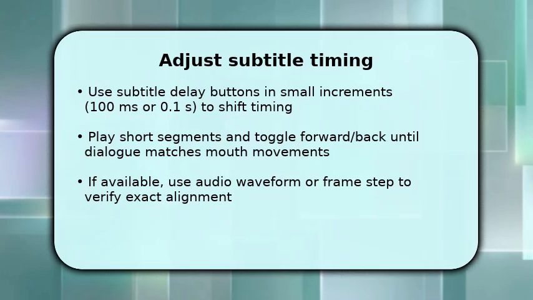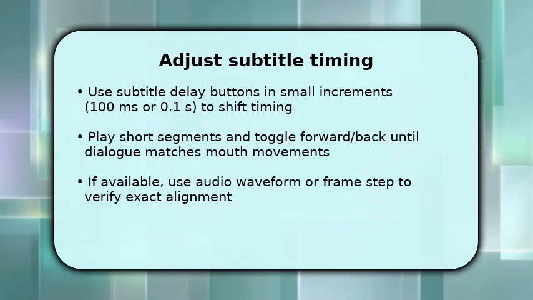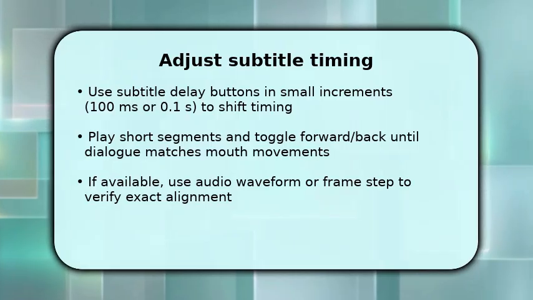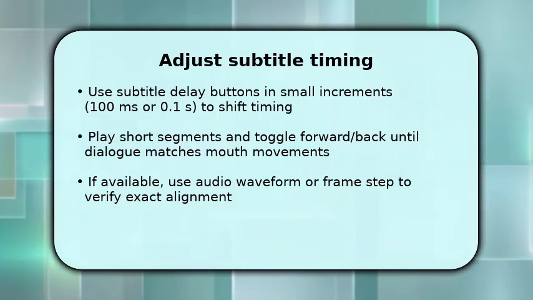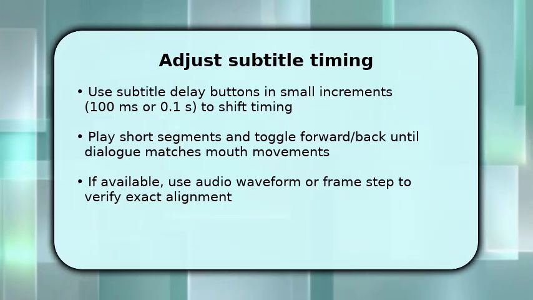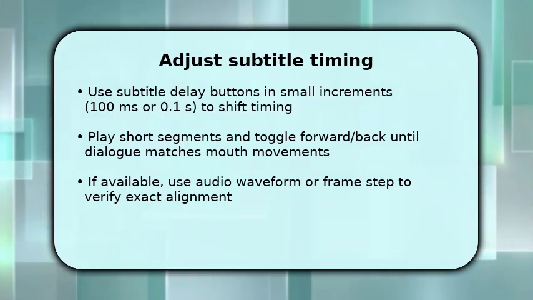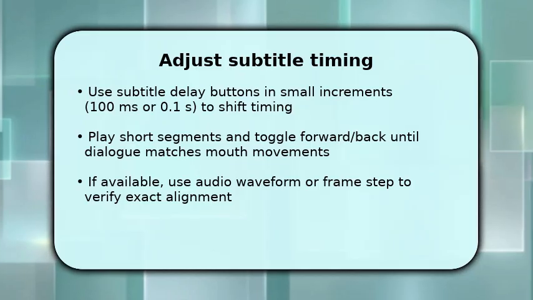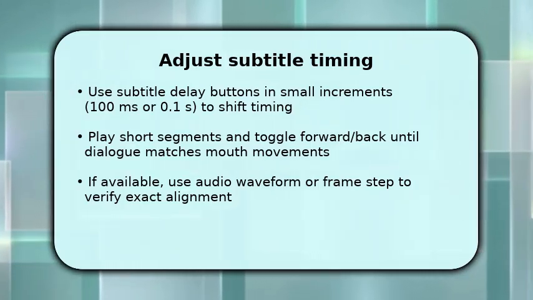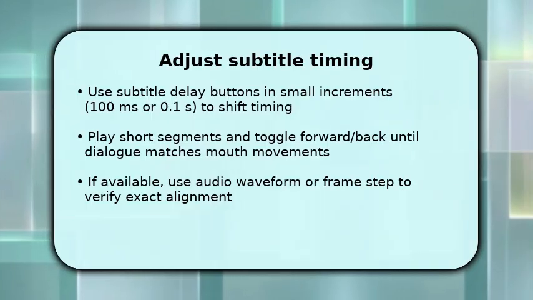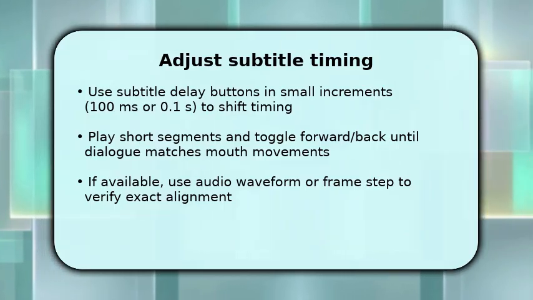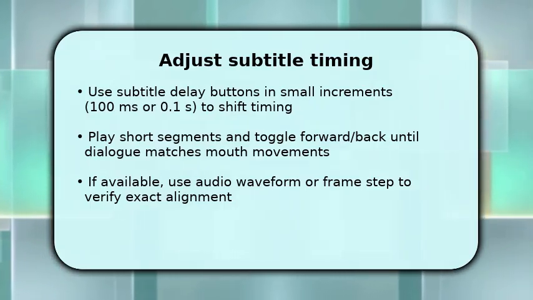You will now adjust timing in deliberate small steps. Tap the subtitle delay forward or backward by 100 milliseconds to nudge subtitles later or earlier. Once done, play short scenes with clear dialogue and compare lip movement to text. If they lag, move text earlier and vice versa. Make larger changes only after several small attempts to avoid overshooting. If VLC Mobile exposes frame step or waveform aids, use them to verify alignment visually for greater precision.